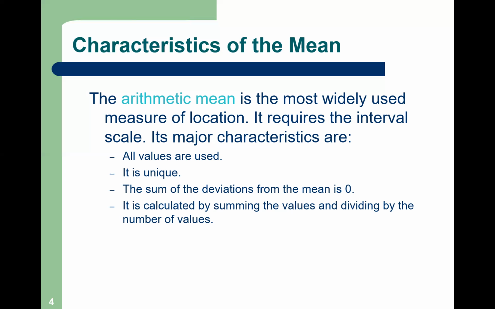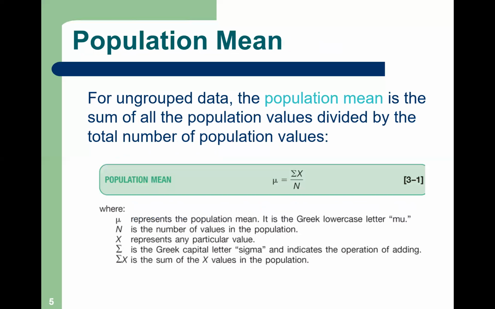Another characteristic of mean is that the sum of deviations from the mean is always zero. We will statistically measure this characteristic, and then you will get a better understanding. It is calculated by summing the values and dividing by the number of values. We sum up all the values in a data set, and then we divide by the number of values, and that's how we get the average or arithmetic mean.